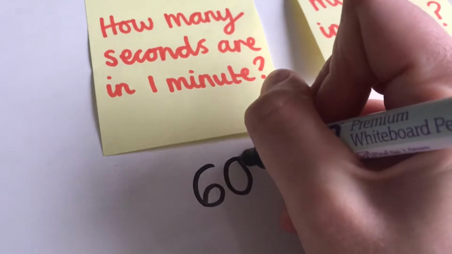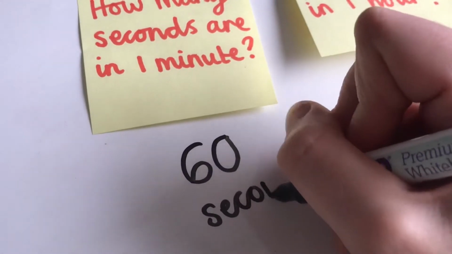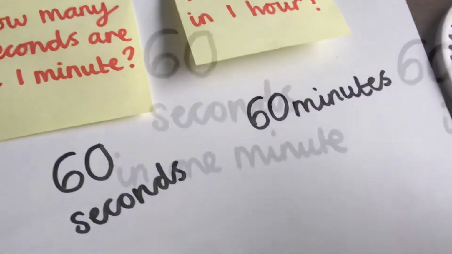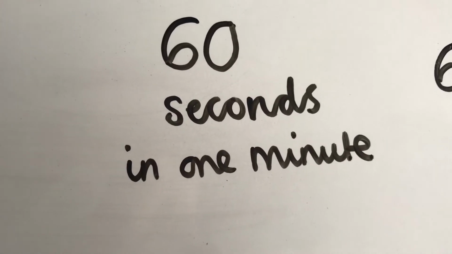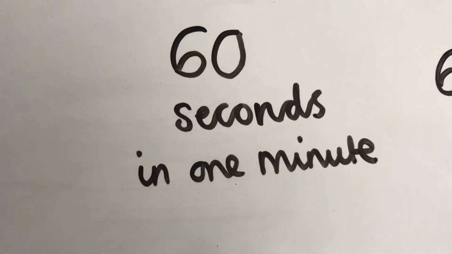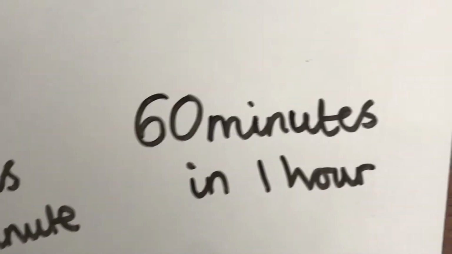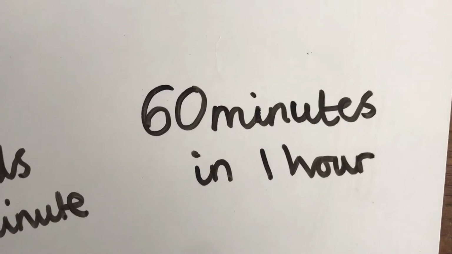There are 60 seconds in 1 minute, and there's 60 minutes in an hour. So there are 60 seconds in 1 minute. Okay, so we just saw a minute go by, didn't we, on the computer screen? And there are 60 minutes in 1 hour.